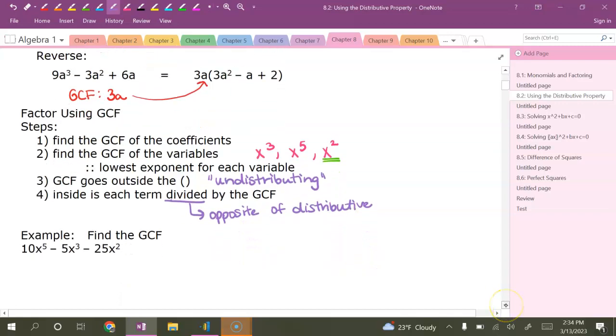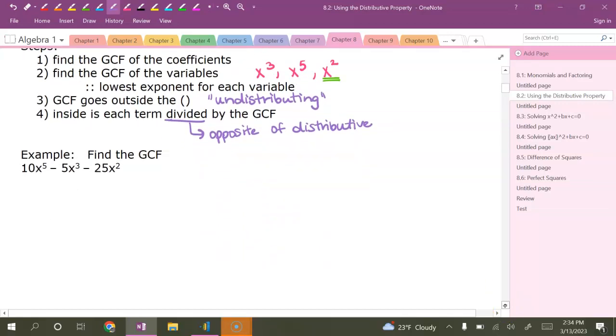So let me show you how this works here. For this first one, I look at all those numbers to begin with. I've got a 10, a 5, and a 25. I try to think about what is a number that I could divide all of those terms by. Hopefully you can think of 5. They can all be divided by 5. Then I look at my letters. I've got x to the fifth, x to the third, and x squared. Remember that you only want to take the smallest one, the one with the smallest exponent, which would be x squared.